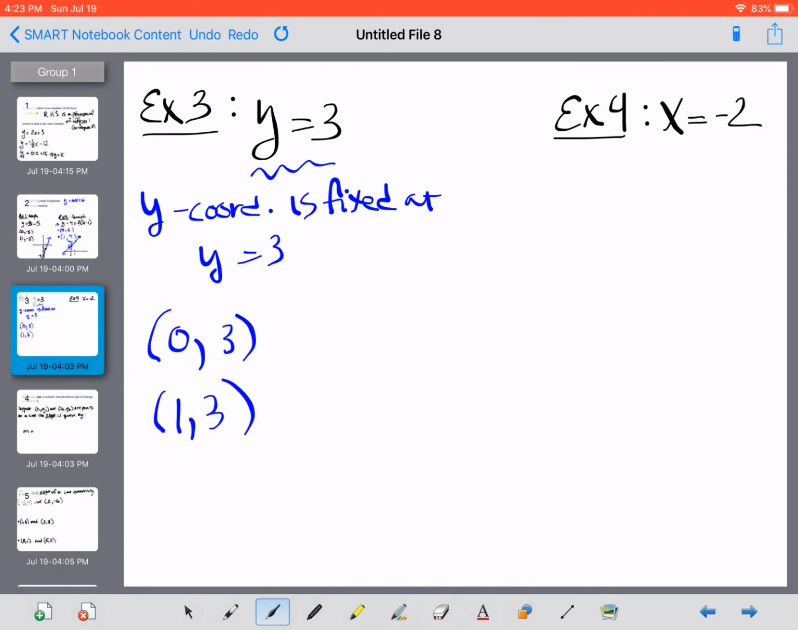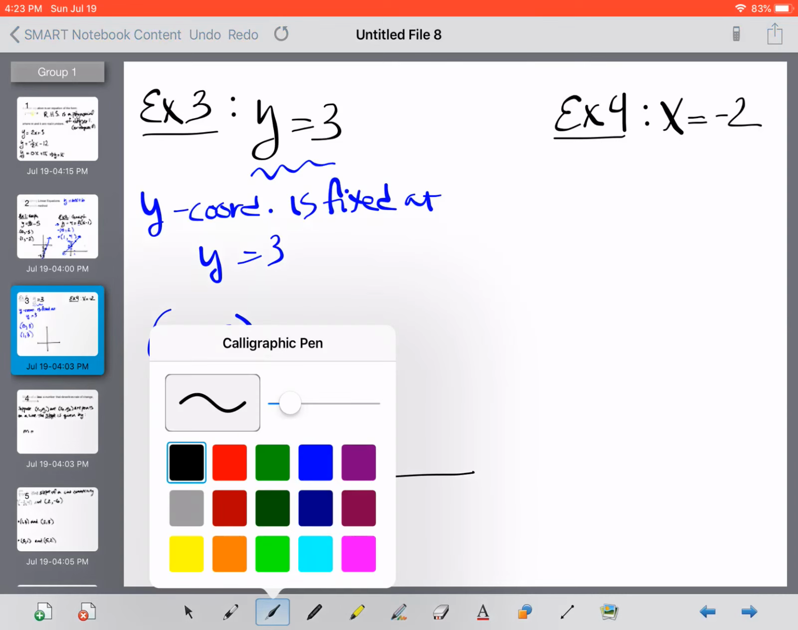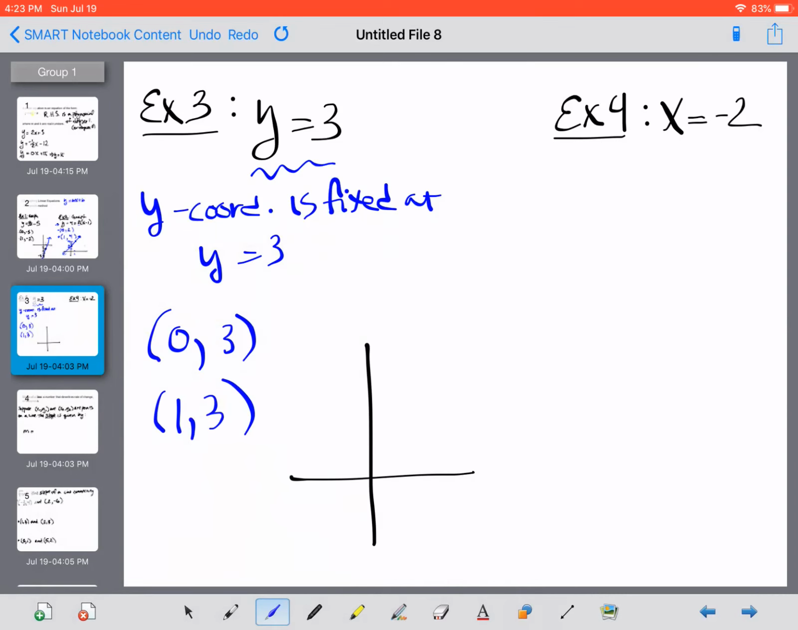So what is this graph going to look like? Well, let's plot those points to find out. We've got a point at (0, 3). That's a y-intercept. We've got a point at (1, 3). This graph is just a horizontal line. Okay, well now we know what horizontal lines look like as an equation. It's just going to be y equals and then whatever the y-intercept is.